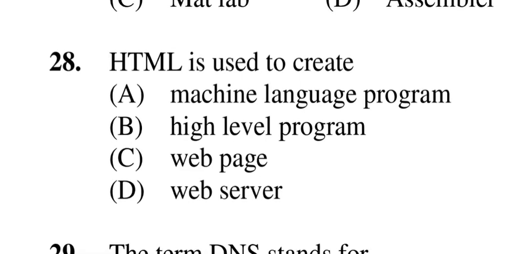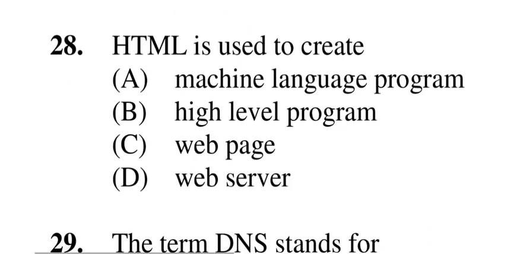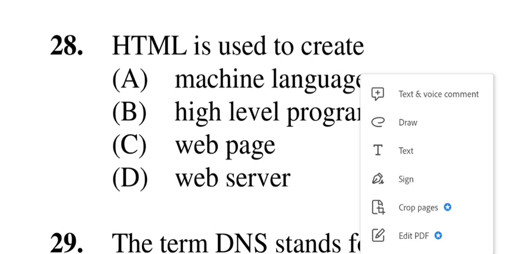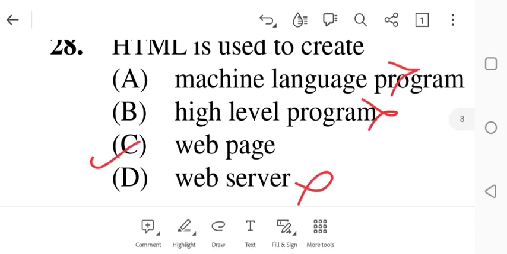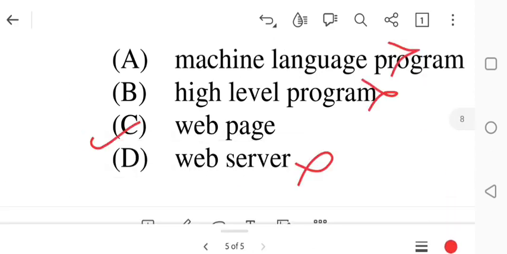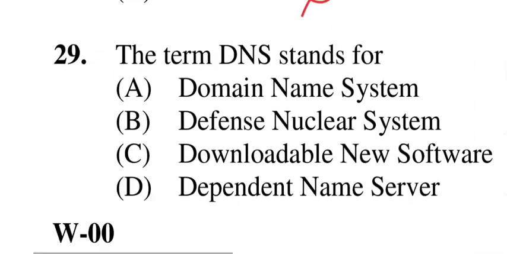Number 28, it says HTML. HTML is used to create what? Machine language program, high level program, web page, web server. 28, HTML is used to create C, web page. If you want to create a web page, then you must have HTML with you. However, all these elements have their own values.